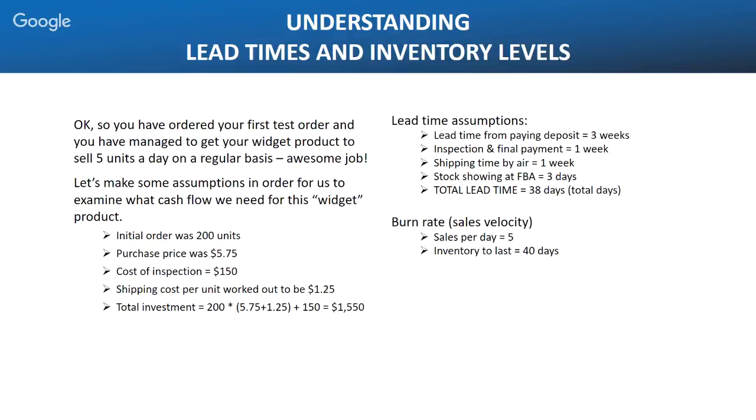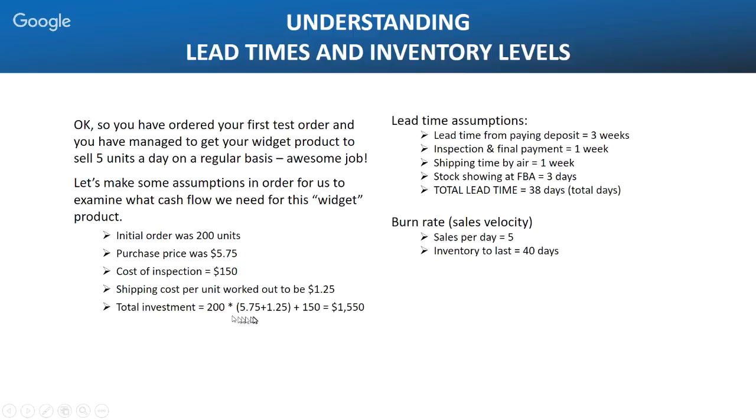So initial order was 200 units because it was a test order. I think that's about right. Purchase price was $575. You can see here the cost of inspection was $150 just to make sure that everything was running smoothly for our first order. And I always recommend getting a product inspected anyway before it leaves China. Your shipping cost per unit worked out for us because we're doing Air Express, DHL or UPS or FedEx or something like that. It was around $1.25.